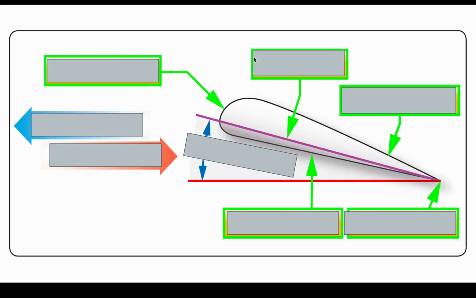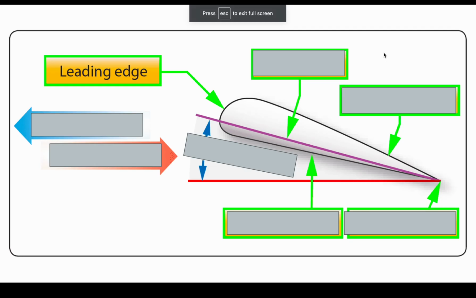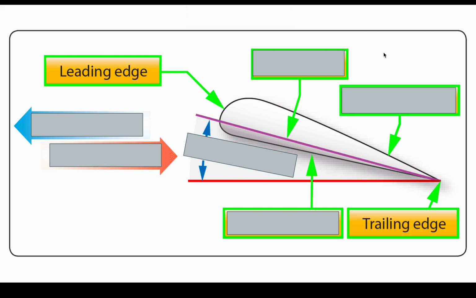Alrighty, so here are some terms we want you to know. This is what we call an airfoil. An airfoil is basically another name for a wing. A foil is a type of sword that cuts through something. So an airfoil is something that's cutting through the air. So let's go over these parts and terms that we're going to use when we talk about airfoils. The first one is the leading edge. That's the big front of the airfoil. And then the back is the trailing edge.